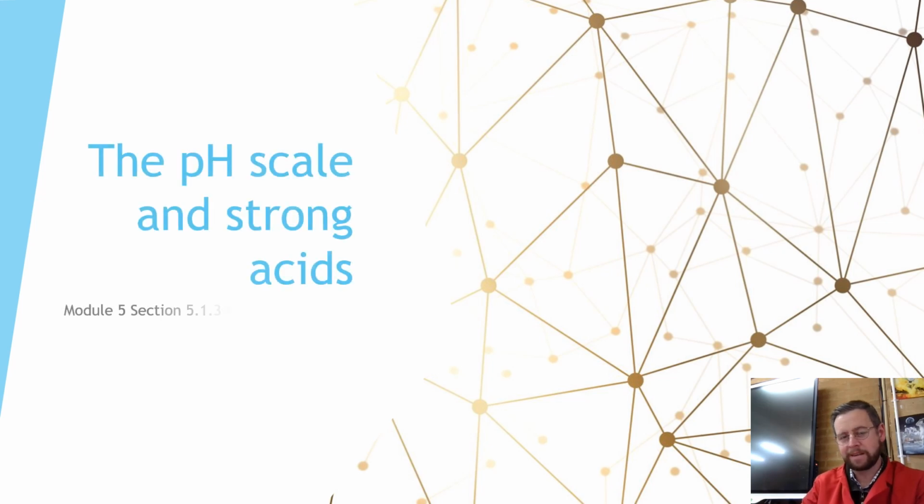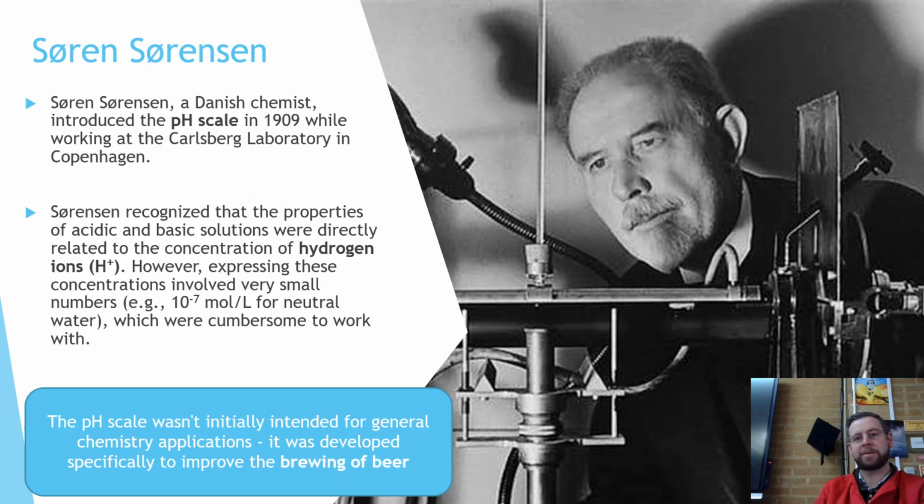So now that we're happy understanding what an acid is, let's look at how we measure that acidity. It was Søren Sørensen, the Danish chemist who worked at the Carlsberg laboratory trying to understand everything there was to know about beer. He realized that the acidic strength was related to the concentration of the hydrogen ion.